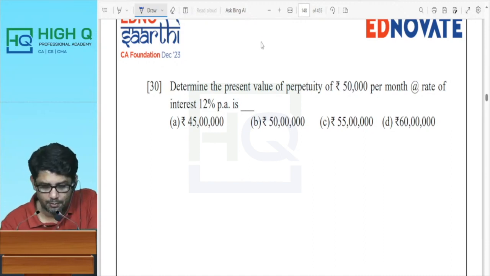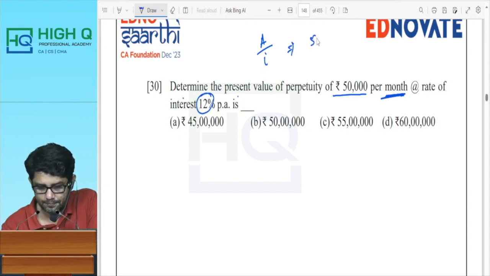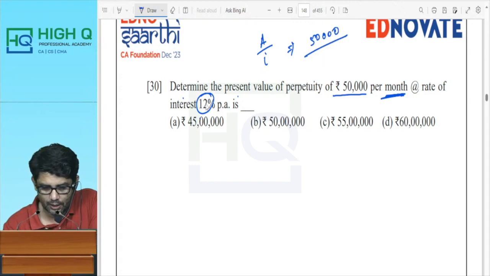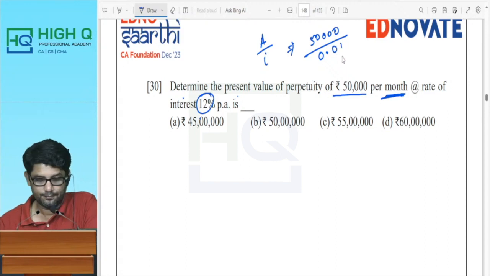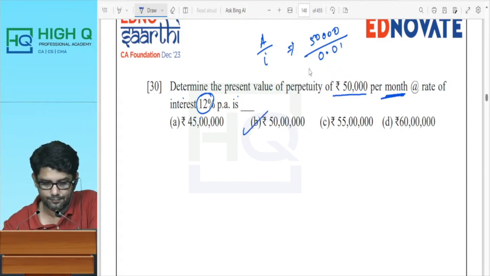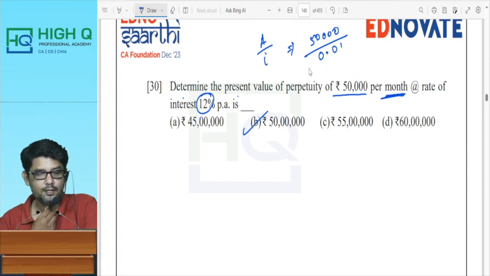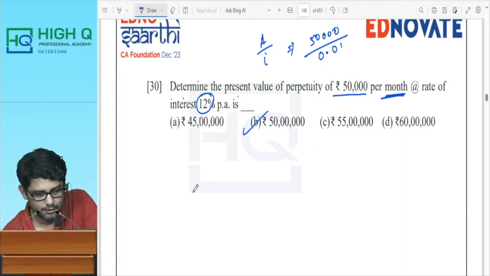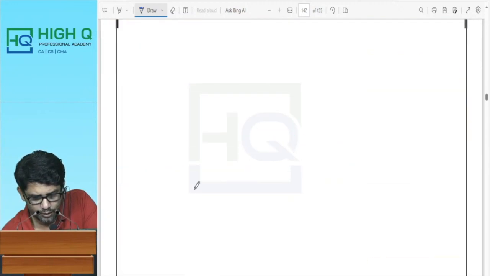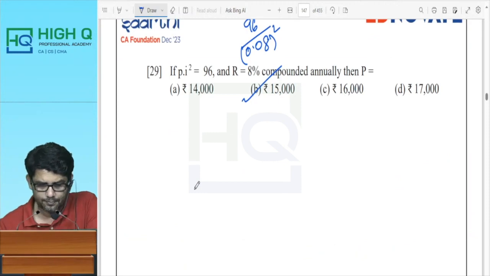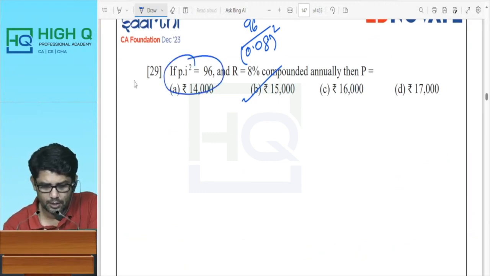The perpetuity formula, please use A by i. Determine the present value of perpetuity 50,000 rupees per month. Rate of 12%. That means 50,000. 12% is what? 0.01. Which one are you talking about, Sheetal? The formula is P i square equal to 96.